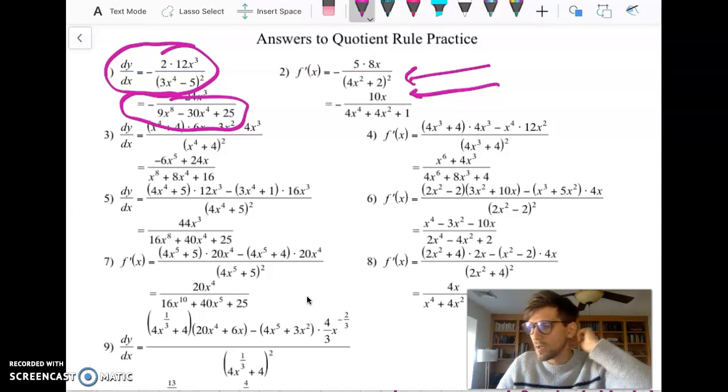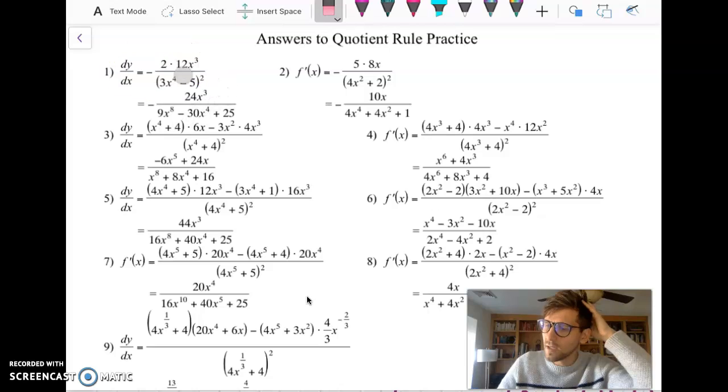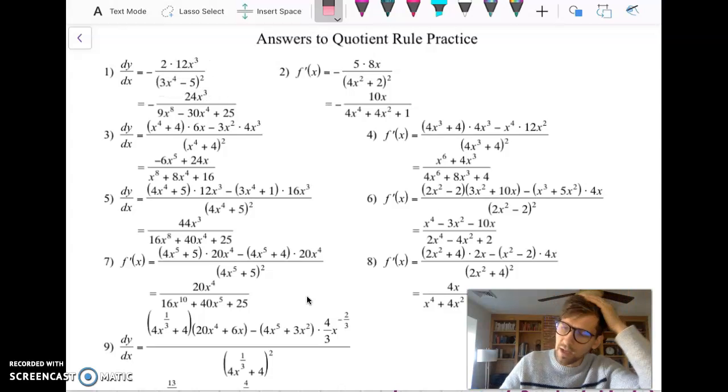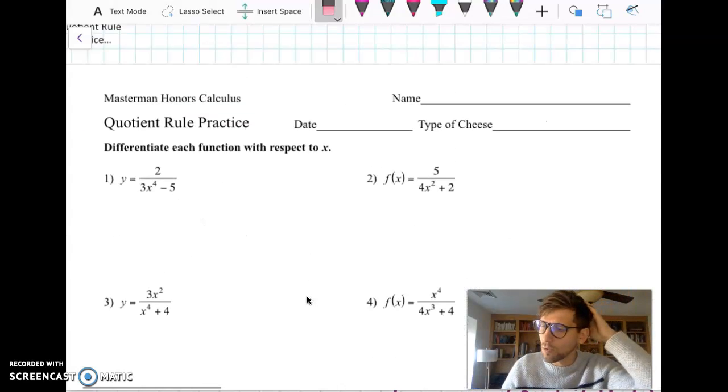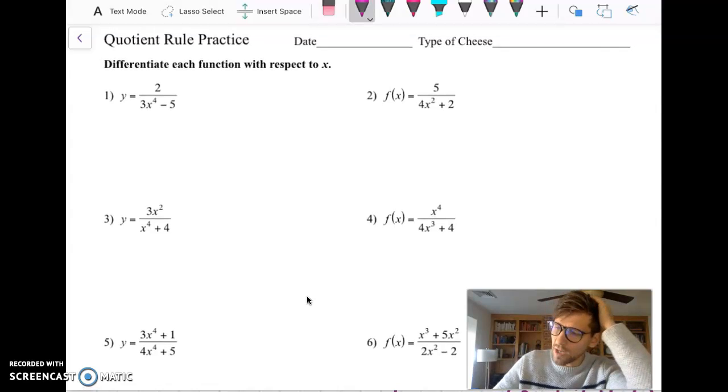This one's a little bit different though, because they ended up doing some canceling, but you could just leave it in this case like 40x over the quantity 4x squared plus 2x. This one you could just leave as negative 24x cubed over the 3x to the fourth minus 5, and so on and so forth. But here are some good ones to practice the quotient rule. They get progressively more challenging.